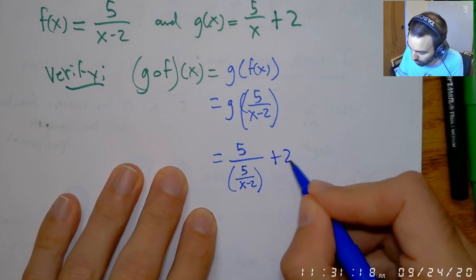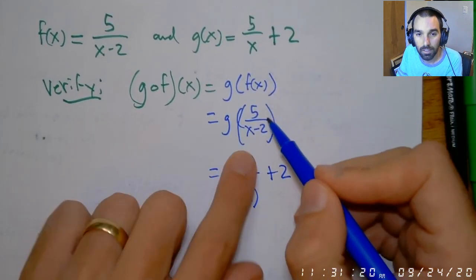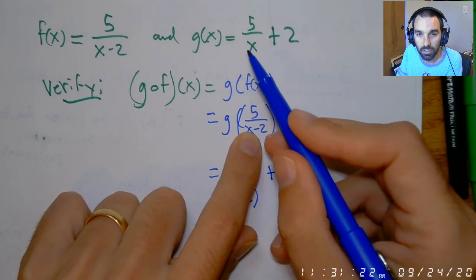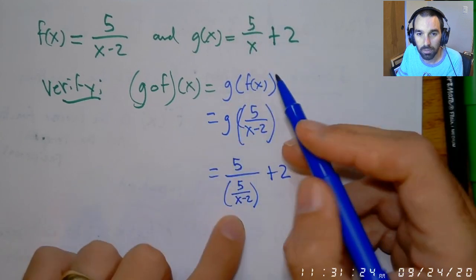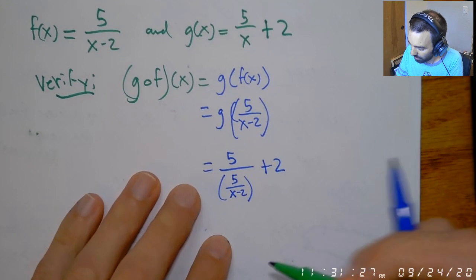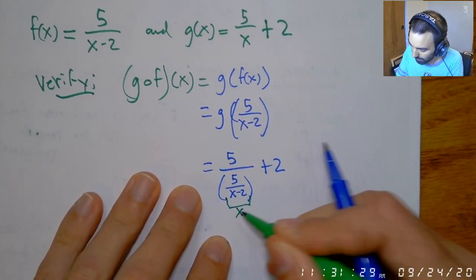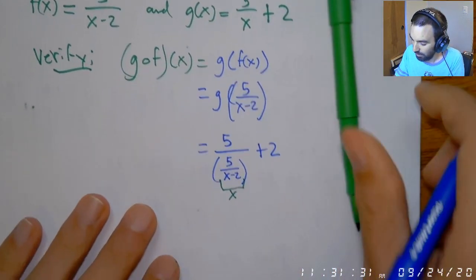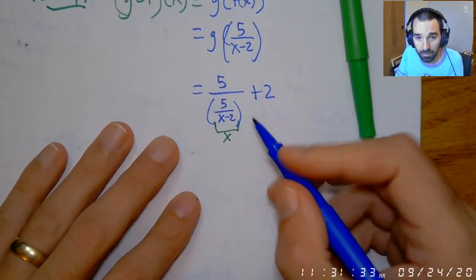Okay, and then plus 2. Okay, so again, it's g of this, so anywhere I have an input in g, I'm going to replace it. So remember, this right here used to be x for g of x. Okay, so now we're going to go ahead and simplify this.